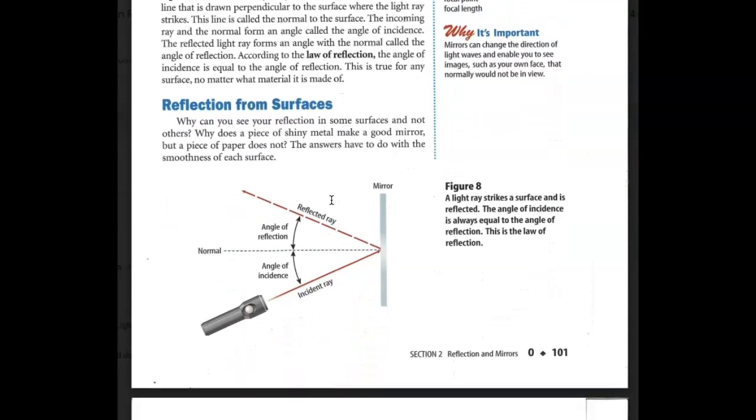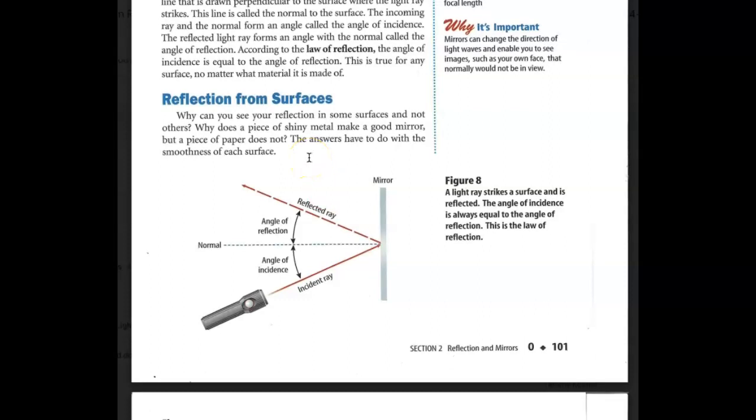Reflection from surfaces. Why can you see a reflection in some surfaces and not others? Why does a piece of shiny metal make a good mirror, but a piece of paper does not? The answers have to do with the smoothness of each surface.